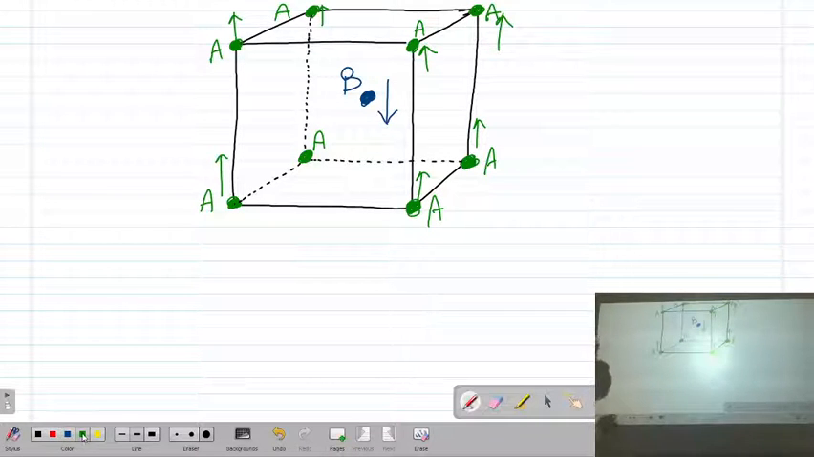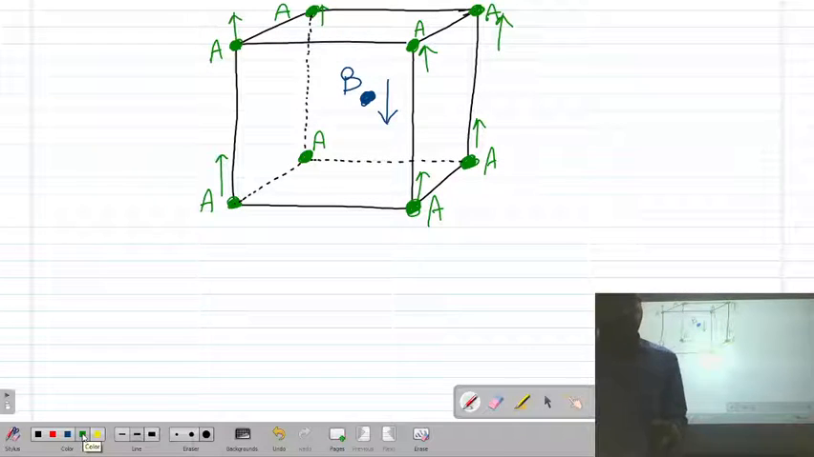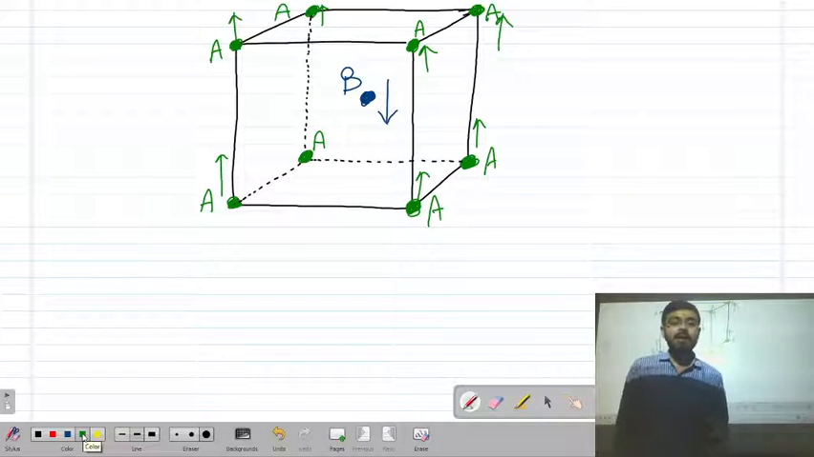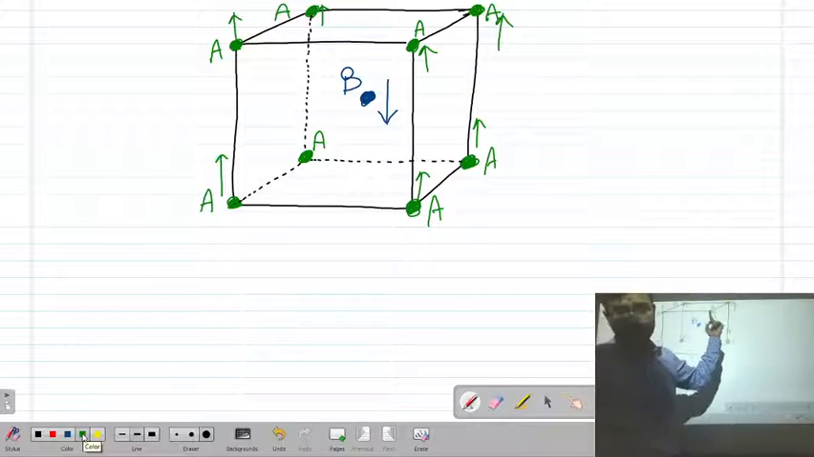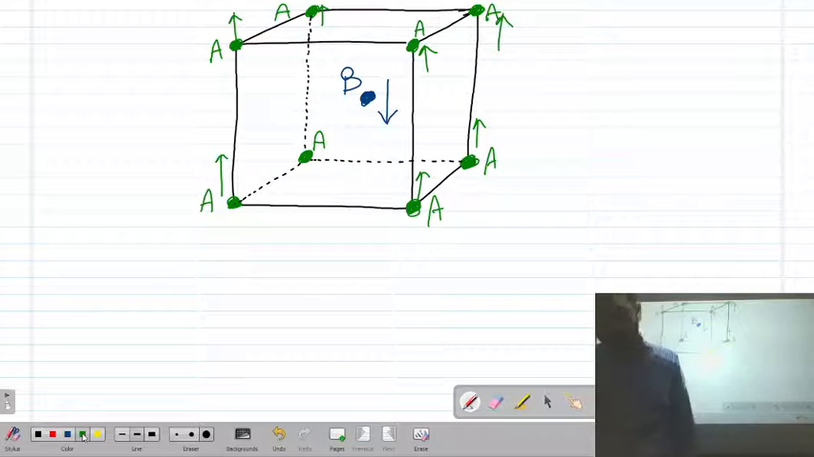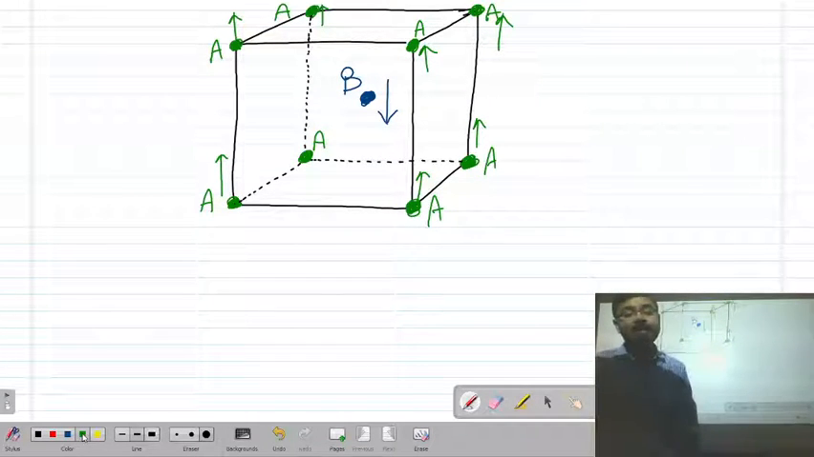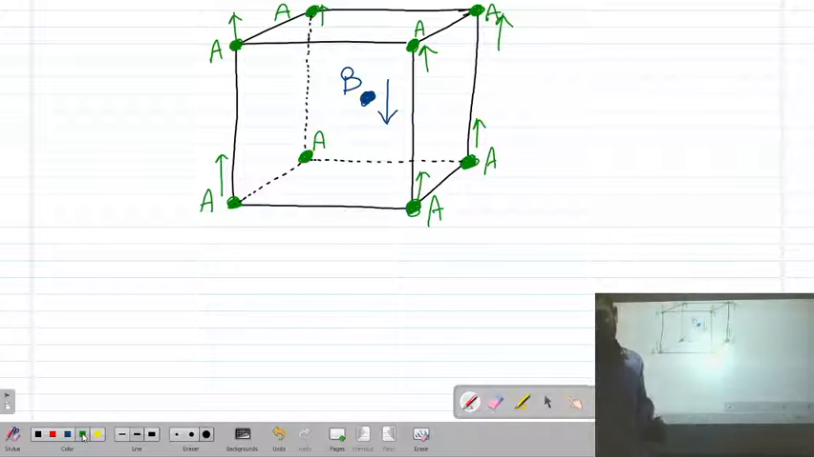Right? Now moving ahead, we have assumed that we have two types of atom. Atom A is having magnetic moment in the upward direction. B is having opposite magnetic moment, that is in the downward direction. Now at very low temperature this interaction is effective.